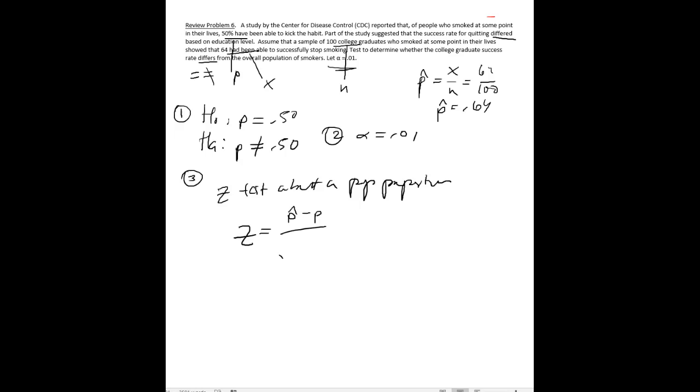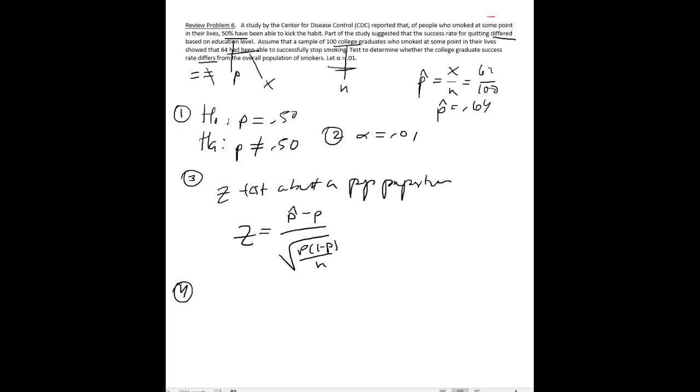Number 2, what's our alpha level? Given to us in the problem of 0.01. 3, what is our statistic? Well, we only have one statistic that we've learned to deal with population proportion. So it's going to be that one. Z-test about a population proportion. The formula is Z is equal to P hat minus P over the square root of P times 1 minus P over N.